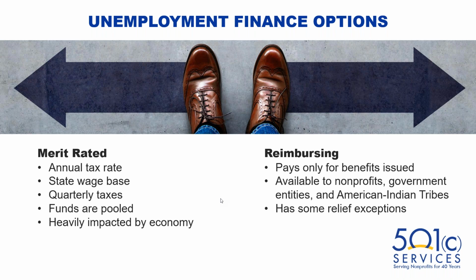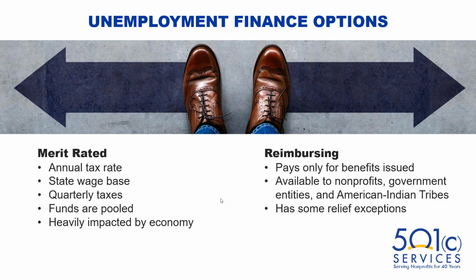Now, when it comes to funding unemployment benefits, there are 2 types of employers. There are merit-rated or tax-paying employers, and there are self-funded or reimbursing employers. So merit-rated employers could be a for-profit or a nonprofit company, and they're issued a tax rate each year in every state that they operate in. And then they have to apply the tax rate that they're issued against a designated wage base, and the wage bases do vary by state. Let's go through an example.